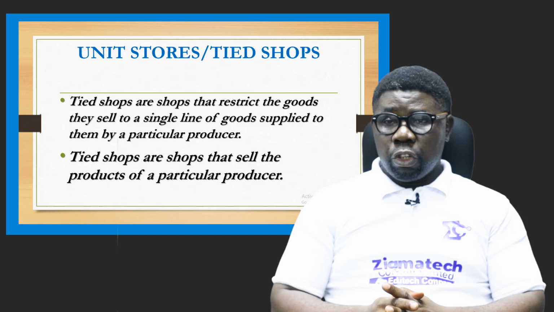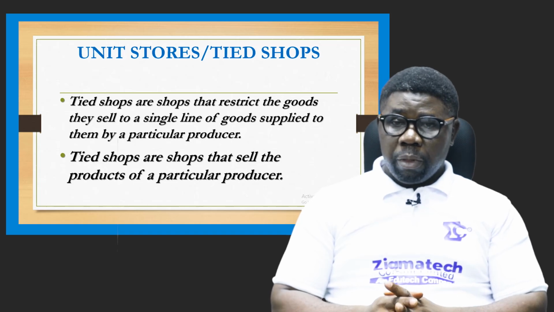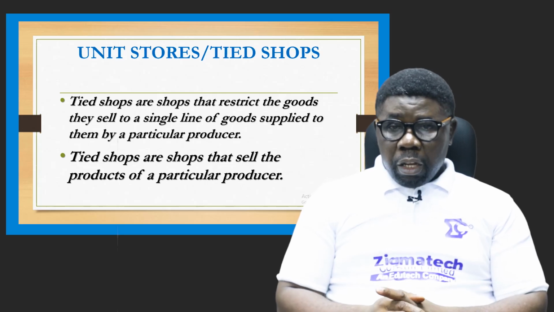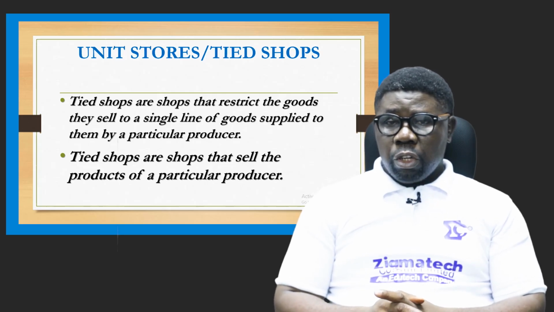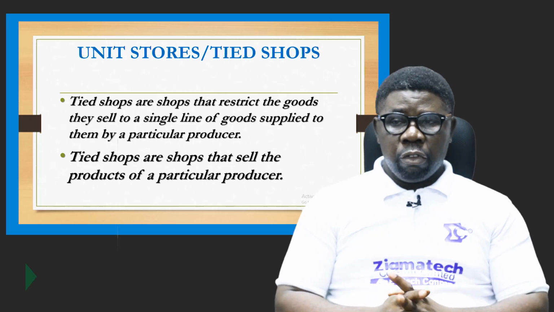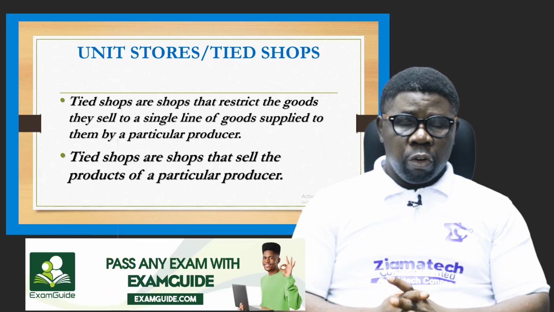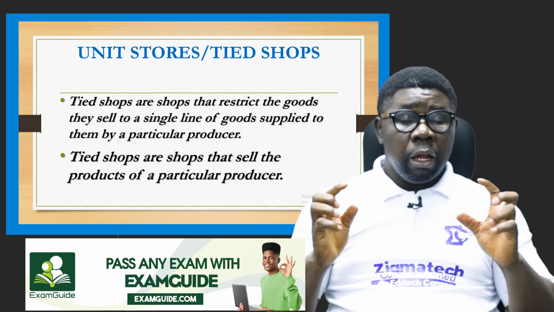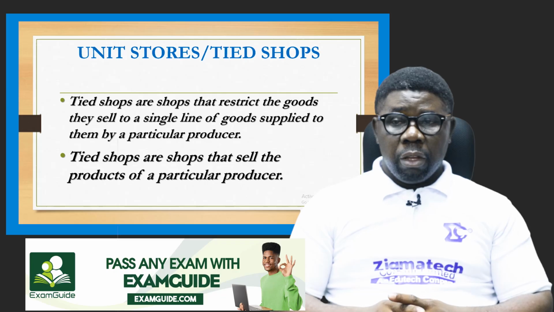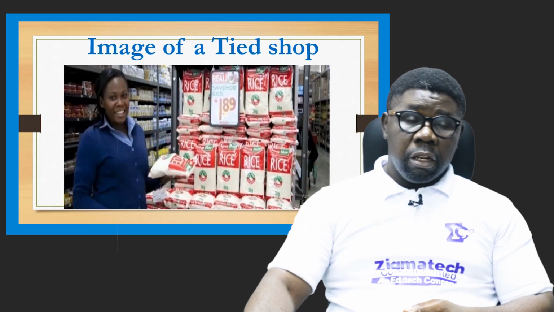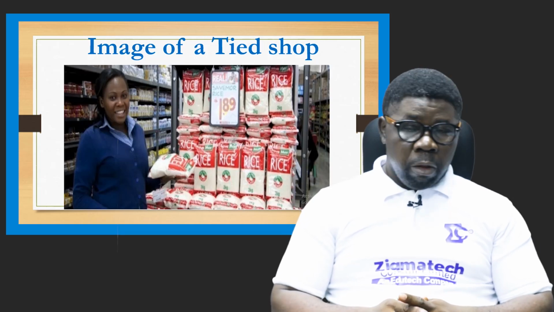So let's talk about unit shops or tied shops. These two are the same thing. Tied shops are also called unit stores. These are shops that restrict the goods they sell to a single line of goods supplied to them by the manufacturer or producer. These tied shops are shops that sell the product of a particular producer or manufacturer. In most cases, they are owned by the producer or the manufacturer.